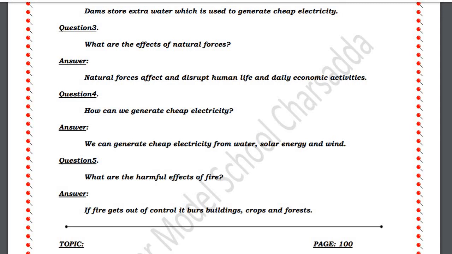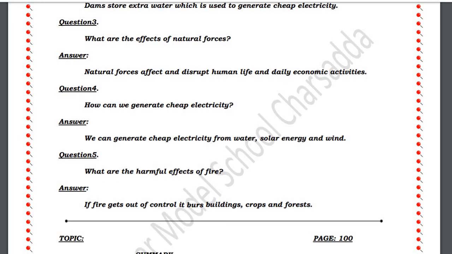Question number 5. What are the harmful effects of fire? If fire gets out of control, it burns. Kindly do the correction of this term. That is burns. Clear? It is burns. If fire gets out of control, it burns buildings, crops and forests. Clear? This is the end of this one topic.